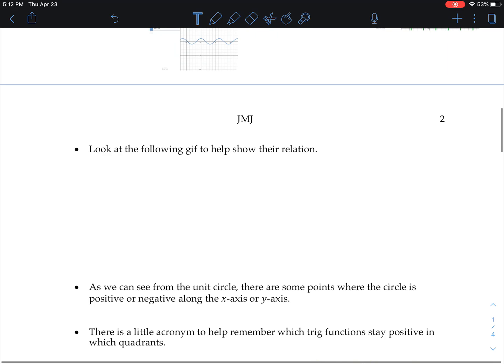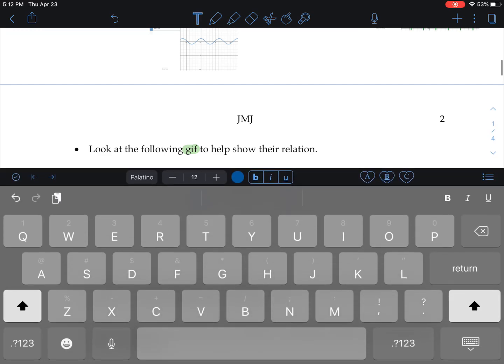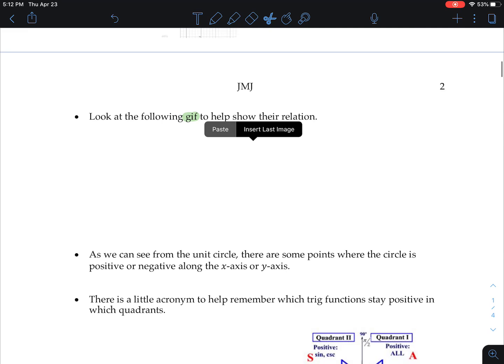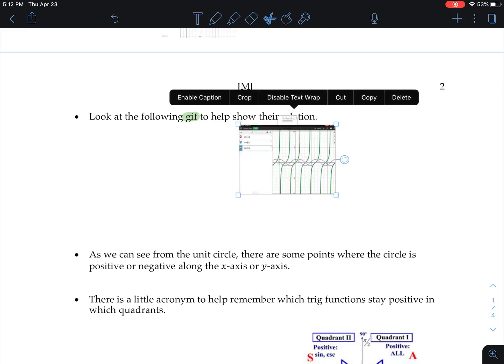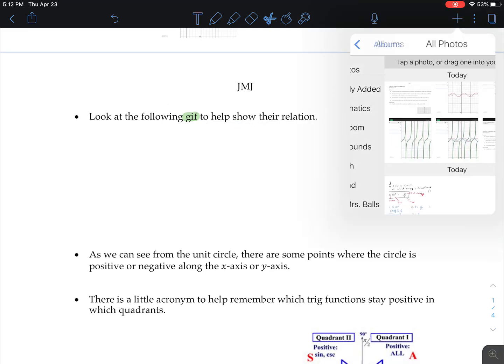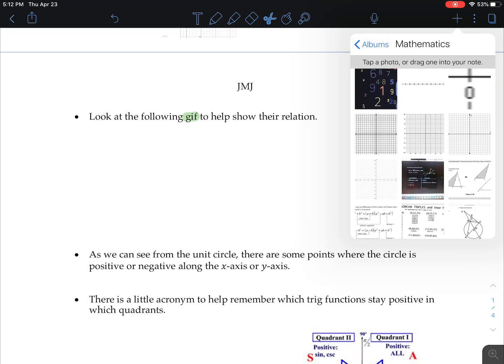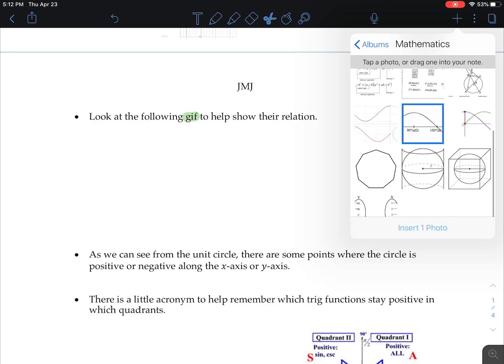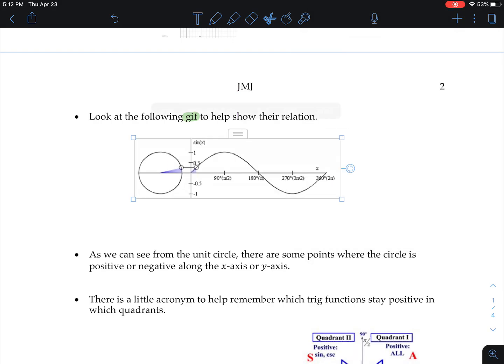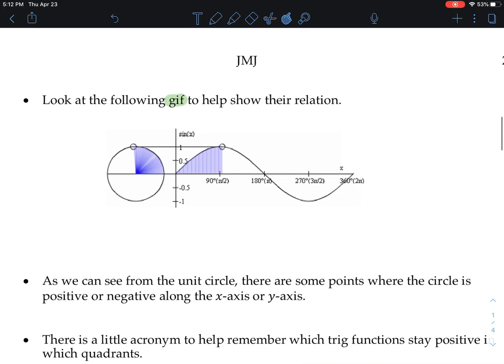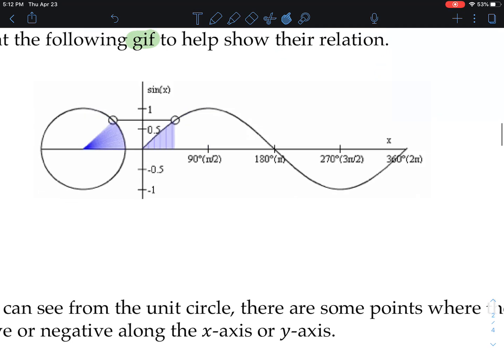So now there's this GIF I have that helps show the relation between the unit circle and the graphs. Let's see, I just had it saved. Nope, not it. I just had it saved to a math folder right here. Okay, so if we look here, this picture shows the unit circle over here on the left.